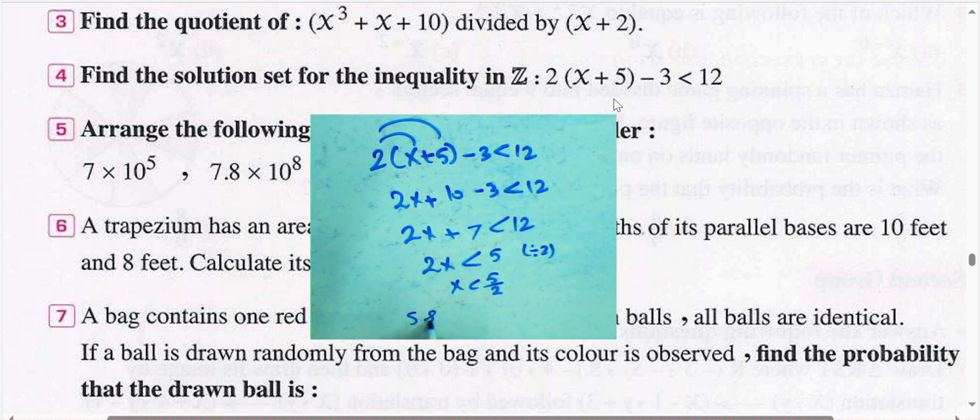Then the solution set in Z: less than 2 and a half, it will be 2, 1, 0. Okay, less than 2 and a half. Then the solution set here is Z, 2, 1, 0 to infinity. Understood? Next question.